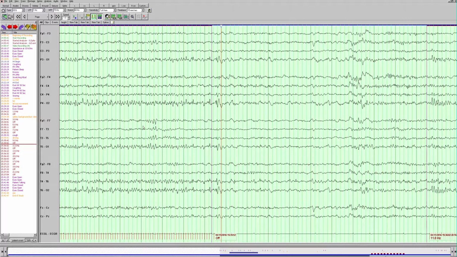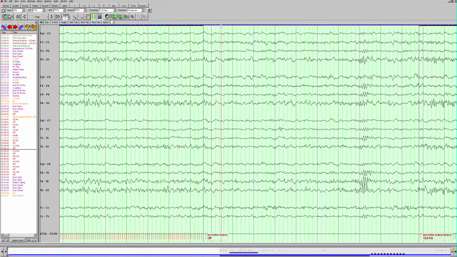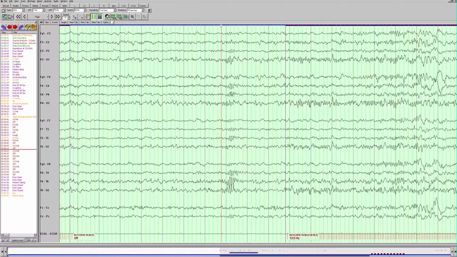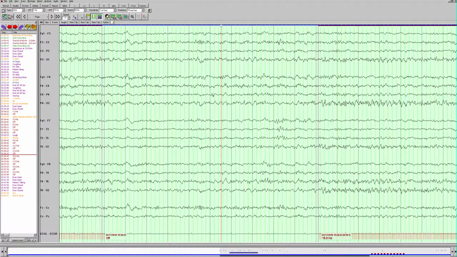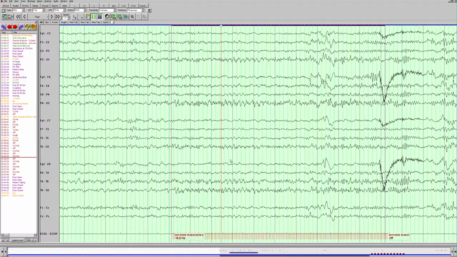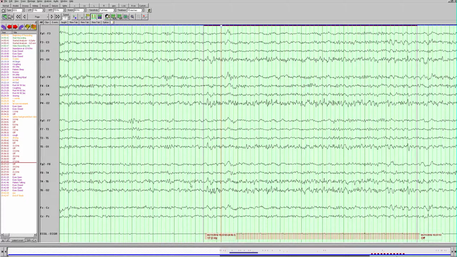Okay, now as we continue here, we see the photic stimulation, and we can see the light flashing. The patient looks like they're getting drowsy here, so I'm not really seeing too much response initially, but it does look like there's some driving here. We can see the flash and then the background driving at the same frequency again here.